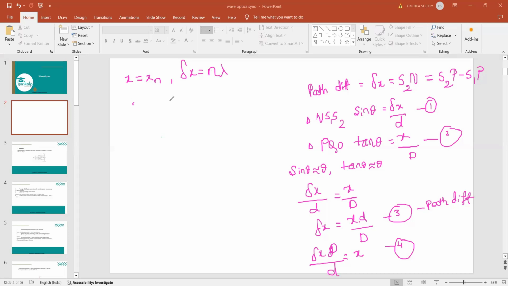So what do I write for equation 4? xn is equal to n into lambda into d divided by small d. This is our equation 5. So this is for the nth central bright fringe. Nth bright fringe, that is the central bright fringe.